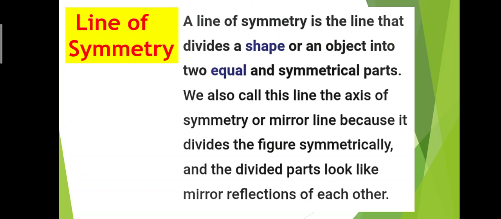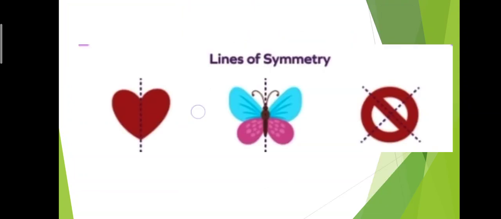A line of symmetry is the line that divides a shape or an object into 2 equal and symmetrical parts. We also call this line the axis of symmetry or mirror line because it divides the figure symmetrically, and the divided parts look like mirror reflections of each other. Lines of symmetry of a real life object: it has 2 lines of symmetry.